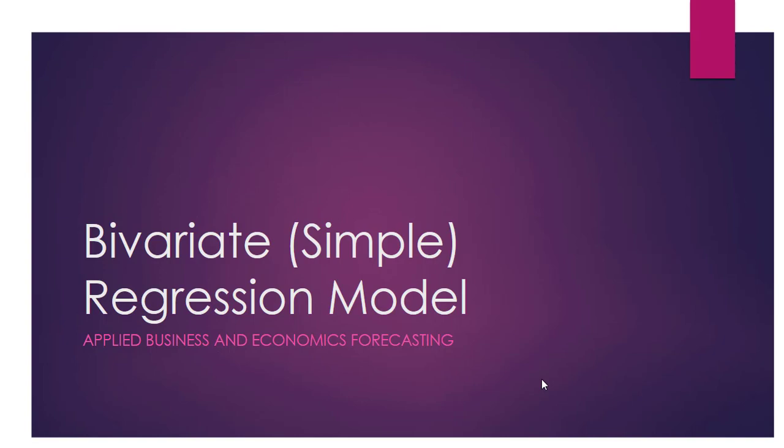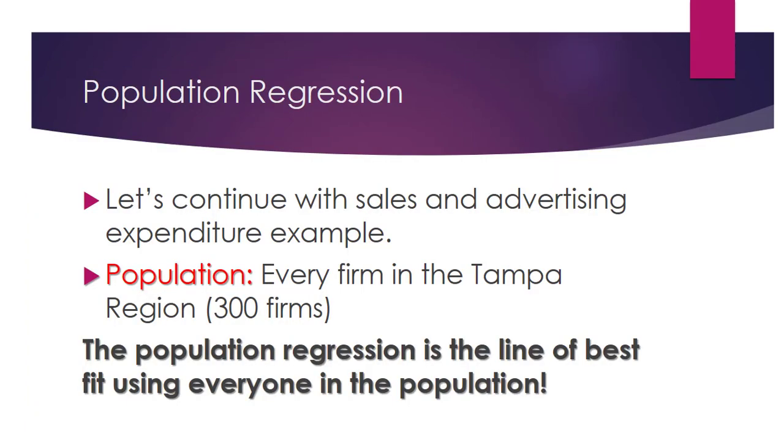For the sake of continuity, we will follow on from the sales and advertising expenditures example from the video Introduction to Regression Analysis and the lecture notes. Now, the first concept we are going to discuss is the population regression. Recall that the population includes every observation possible. So in this example, the population is all the travel agencies in the Tampa area.